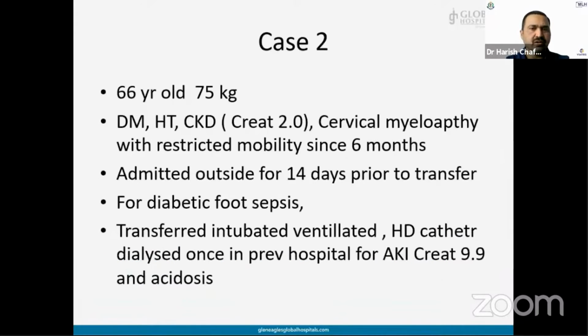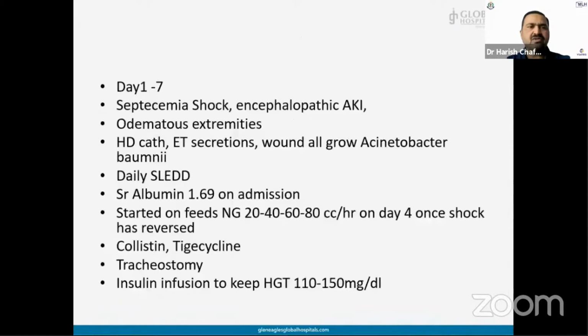We'll discuss later on. Case 2: a 66-year-old, 75 kg with diabetes, hypertension, CKD underlying. There is cervical myelopathy with restricted mobility since 6 months. Admitted outside for 14 days prior to transfer. Has a diabetic foot leading to a source for sepsis. Transported intubated, ventilated, HD catheter in, dialyzed once in the previous hospital for AKI with creatinine 9.9 and acidotic. Day 1 to 7 the course: septicemia, shock, encephalopathic again, edematous; HD catheter, ET secretions and wound all grew Acinetobacter baumannii, as is expected in such patients.